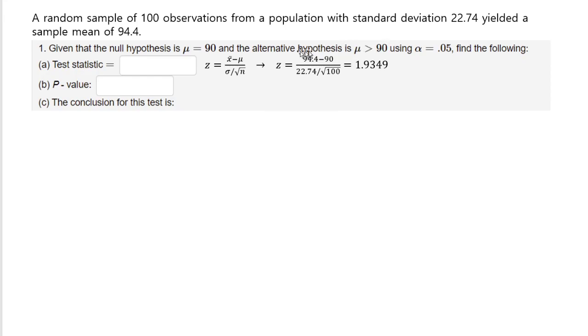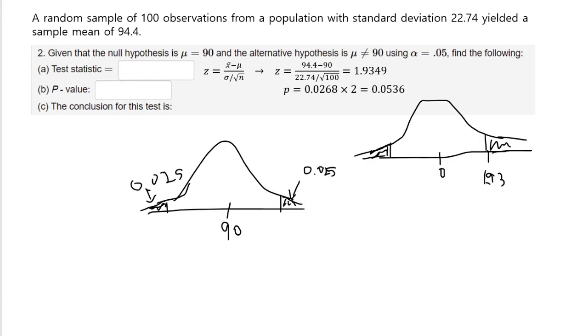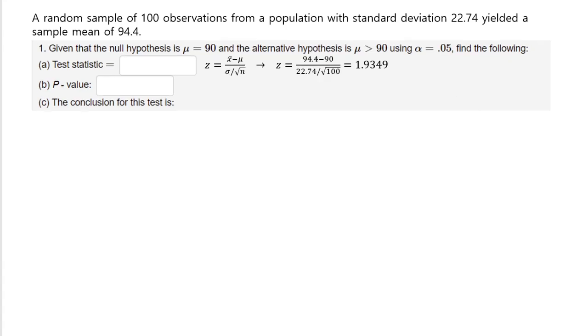Now, because the alternative hypothesis is mu greater than 90, if the alternative hypothesis is an inequality like this, then you know that it's a one-tailed test. As opposed to the other case where you have, for example, mu not equal to 90. In this case, it will be the two-tailed test. Okay, and that's the most important thing that you should know. This is a one-tailed test, and we have to answer these three questions. Let's do one by one.